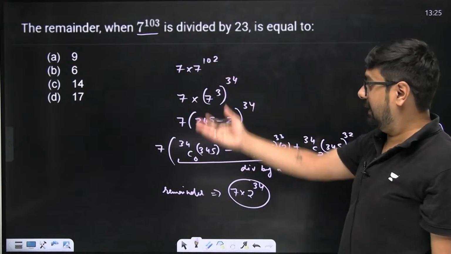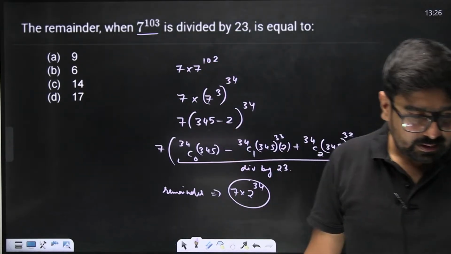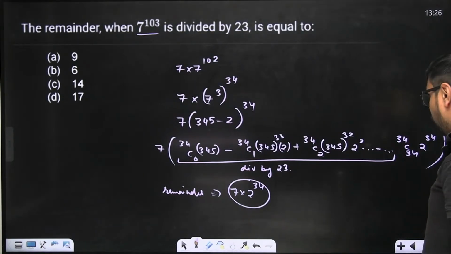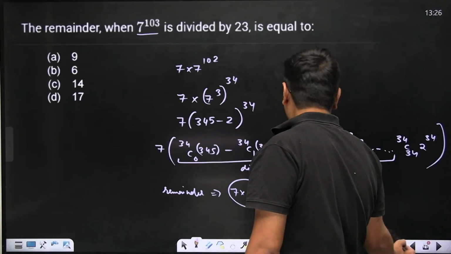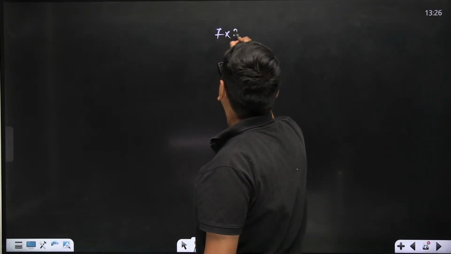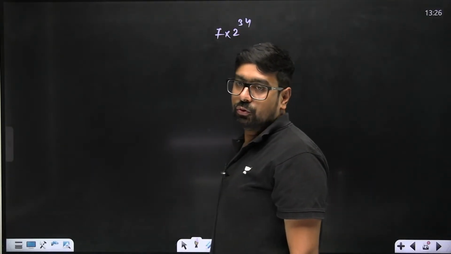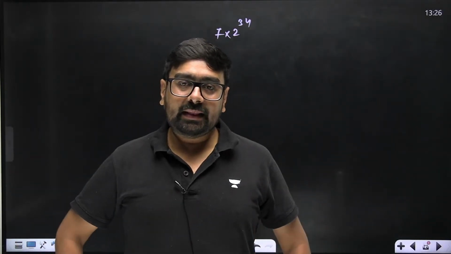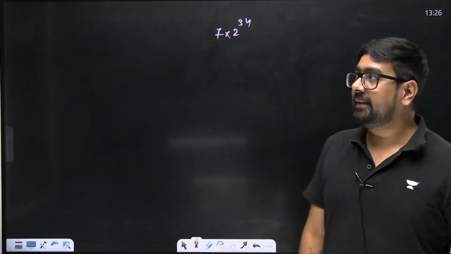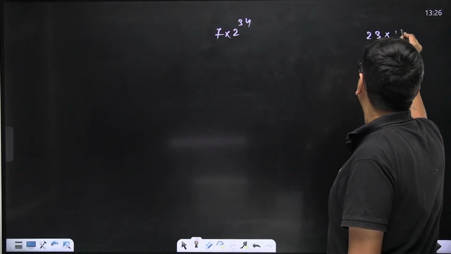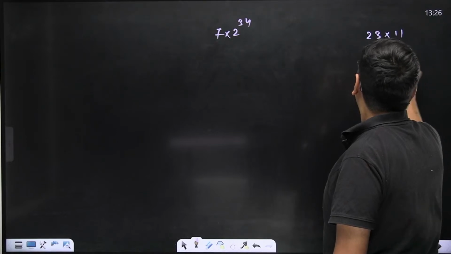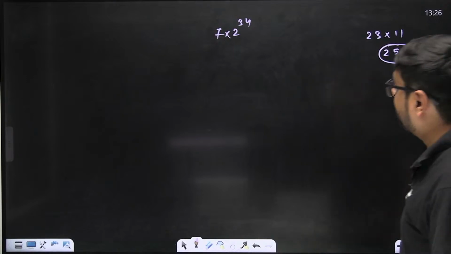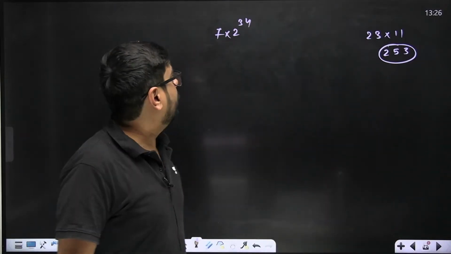But remainder cannot be this big. We'll break it again. Now we'll check with 7 multiplied with 2 to the power 34. So 2 to the power 34 is not anywhere near, right? But 23 multiplied with 10 is 230. 23 multiplied with 11, we saw, is 253. And 256 will be somewhere near. 256 we can create over here, right?